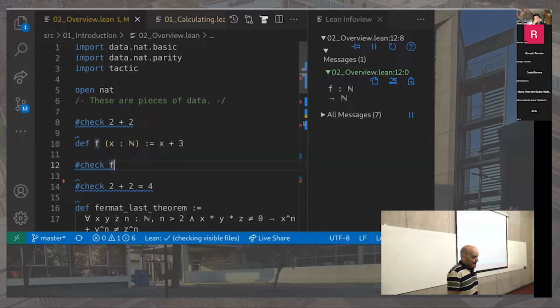If you are interested in this kind of foundational question, the point is that the axiomatic system of Lean is not set theory, but type theory. But it's not at all important to understand this type theory.